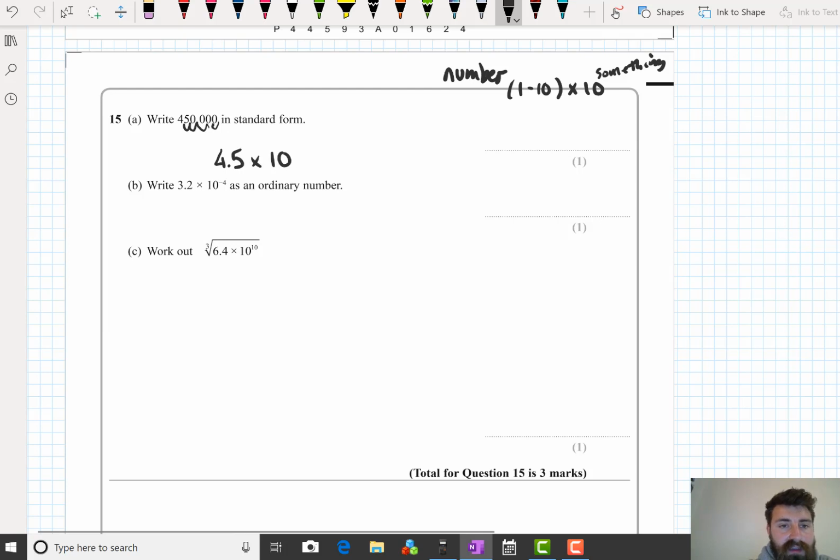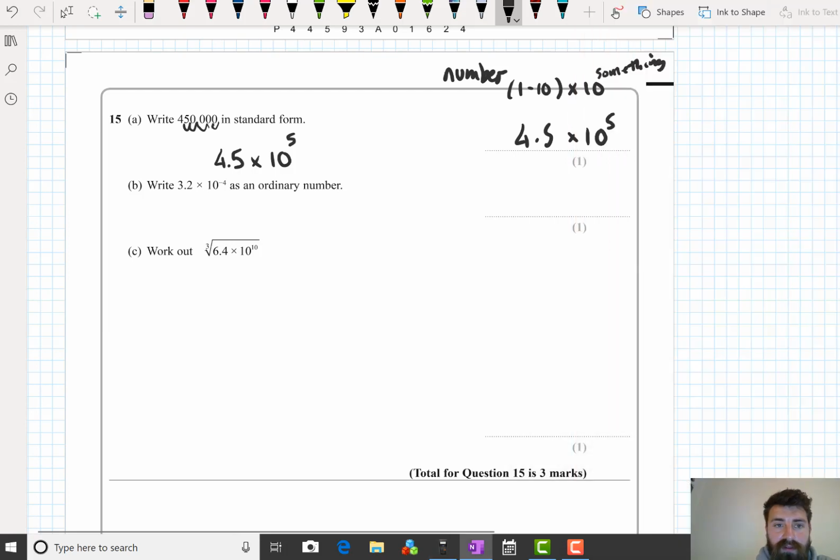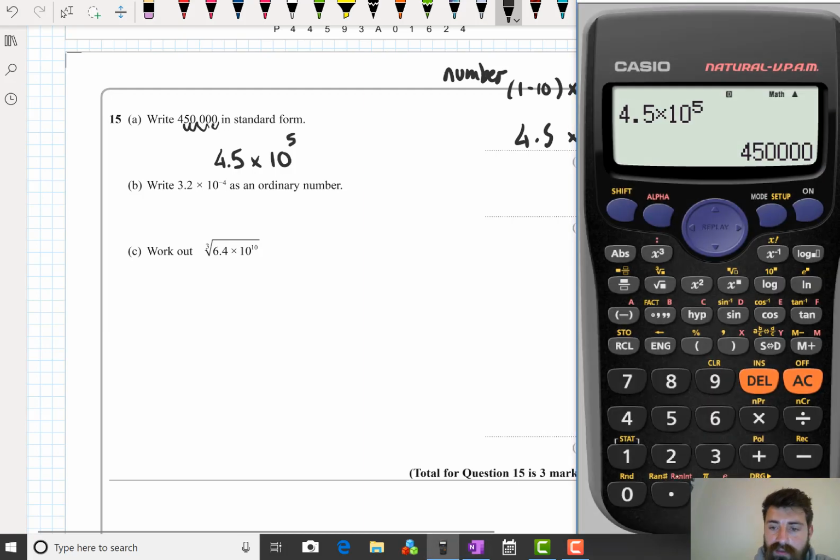Just to check, if you move that decimal place once to the right to make 45, and then move it 4 more times to create 4 zeros, that'll be correct. Right, that's my tactic as to how I do that. And obviously check it on a calculator. 4.5 times 10 to the power of 5 is indeed 450,000 without the comma or without the space. Write this as an ordinary number. Well, I've got a calculator, so do you know what? I think I might just try and do this first of all, see if it works.